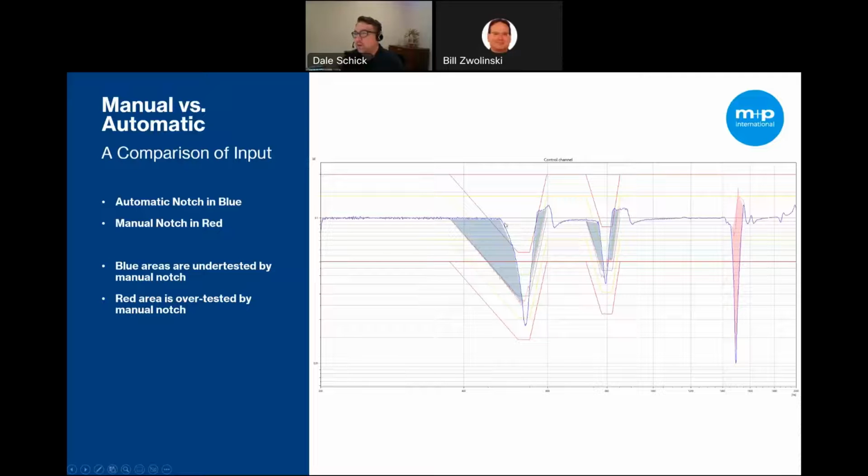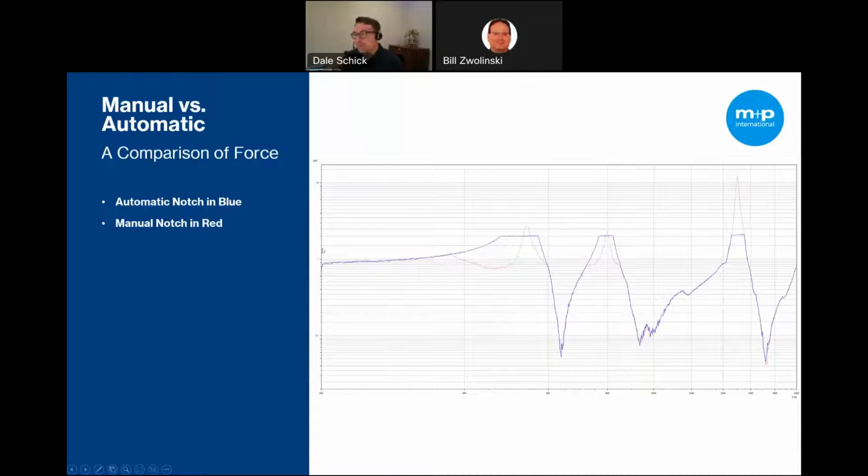Now the blue areas are where this was under tested by the manual notch, and the red area is where we over tested by the manual notch and even encountered a test abort. This is the same test comparison, but with force. So this is the in-axis force, and you can see where our automatic notch. These areas here were somewhat under tested with respect to the test specification, and this area here was grossly over tested.